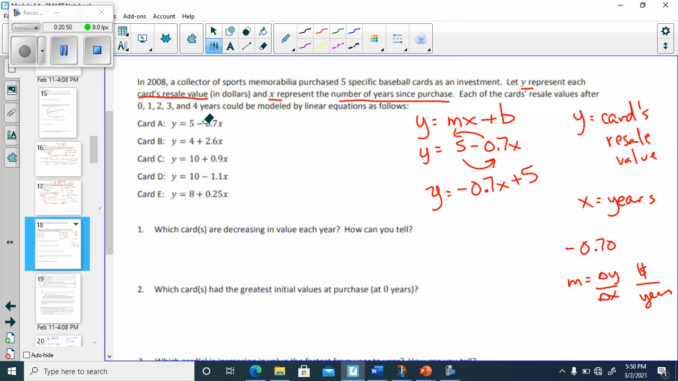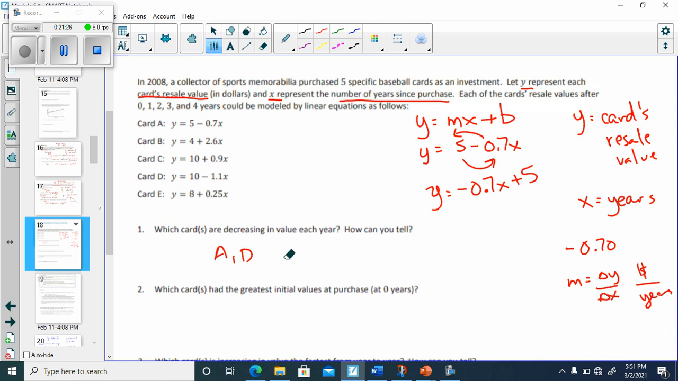Okay. So let's look at each one of these. Which cards are decreasing in value each year? Well, we need to look at their rates of change. What's in front of the variable? Okay, in all of these, they put the B first, the initial value first, and they put the rates of change, see the variable behind it? They put the rates of change over here. Which ones are decreasing in value? The negative ones. This one, which is card A. Oh, and this one, which is card D. So A and D are decreasing.